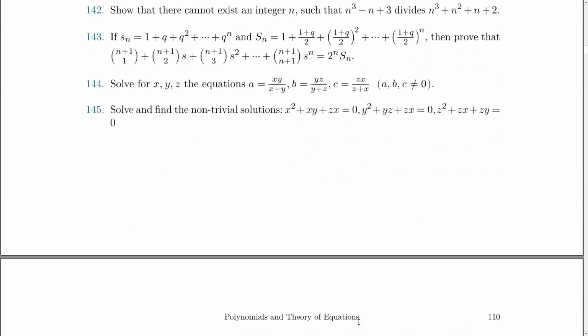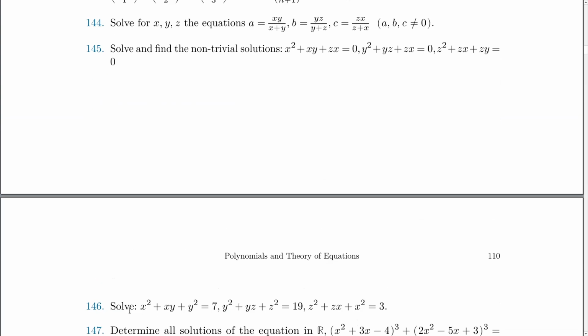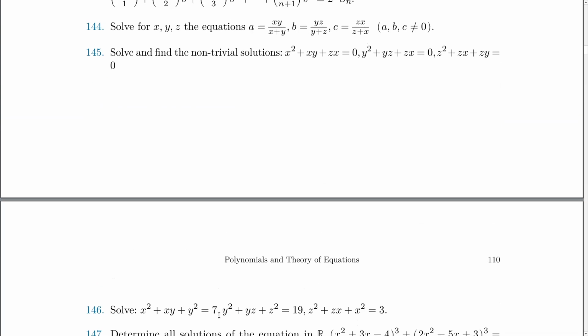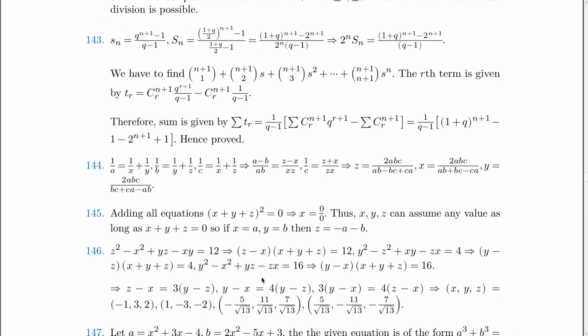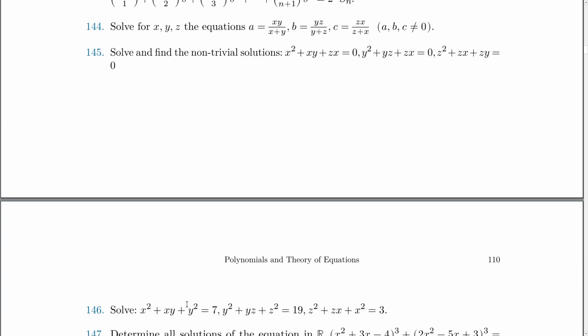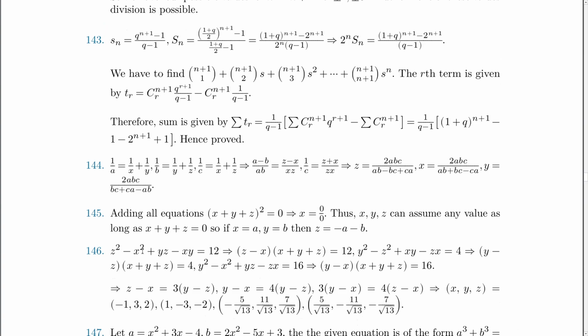Now we solve question number 146. It says solve x^2 + xy + y^2 = 7, y^2 + yz + z^2 = 19, z^2 + zx + x^2 = 3. So here what we do is we take the second equation, first equation and subtract. We get z^2 - x^2 + yz - xy = 12. That is (z-x)(x+y+z) = 12. And similarly, we have (y-z)(x+y+z) = 4. And (y-x)(x+y+z) = 16.